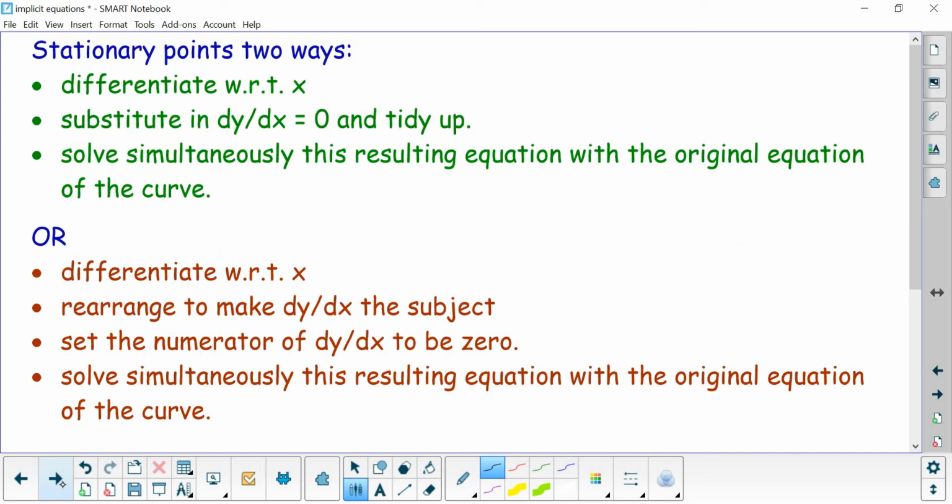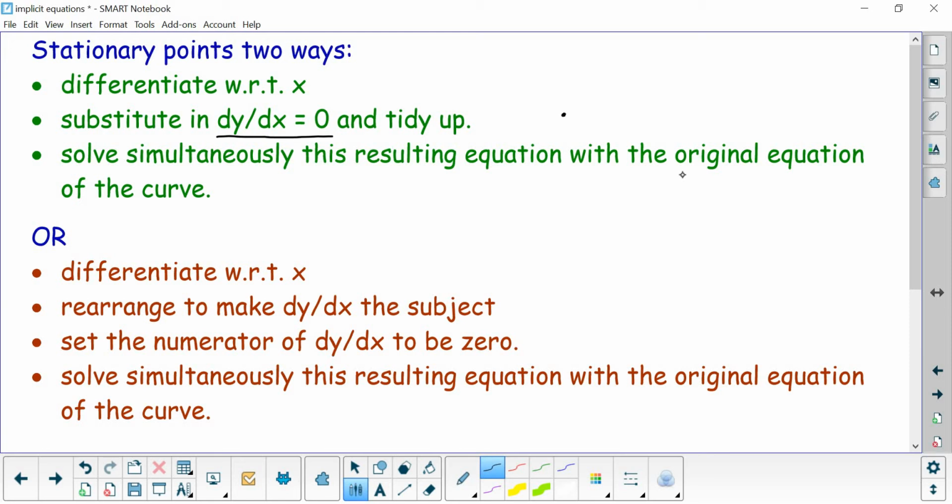So we're going to take two approaches. The first way, you differentiate, then you straight away substitute in dy by dx is 0. You'll tidy that up and get an equation either just involving x and a number, or y and a number, or x and y. Now that has to be true, but also the original equation has to be true because the point lies on the curve. So you solve these two equations simultaneously.